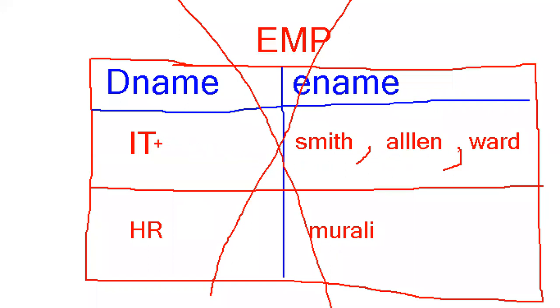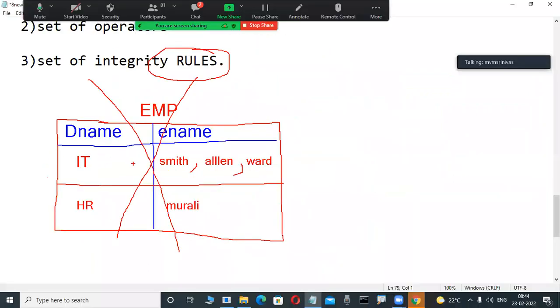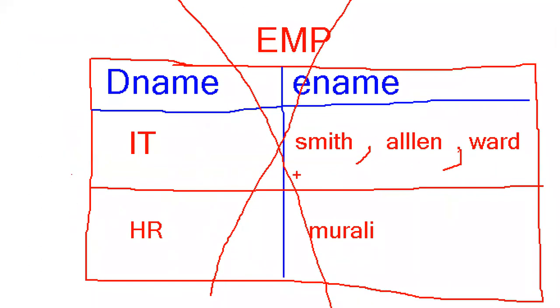Here, IT is a single value. There is no problem. HR is a single value. There is no problem. Murali is a single value. There is no problem. But unfortunately, data in each column should be atomic.